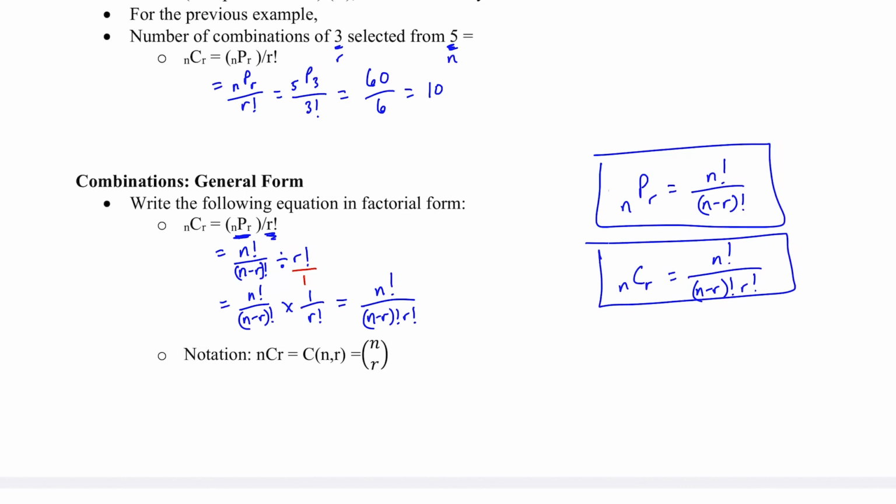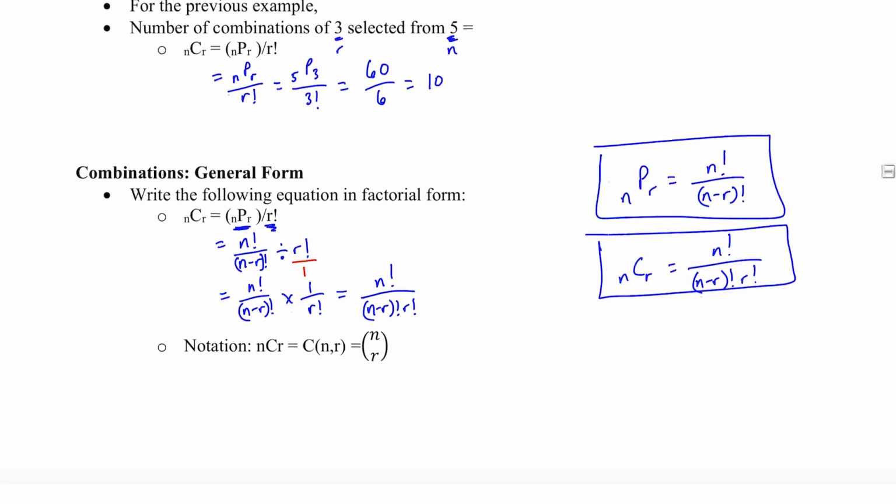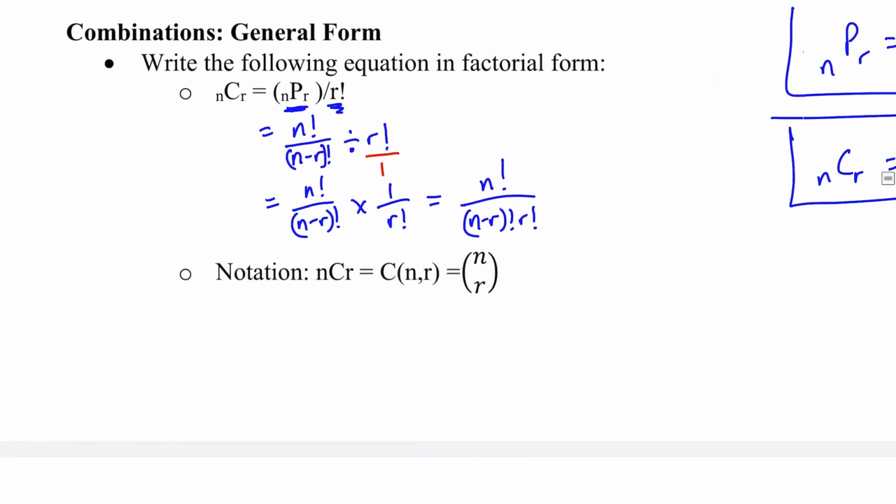Okay, and the C there is for combinations, and this is for when order does not matter. And P is for permutation, which is for when order does matter.